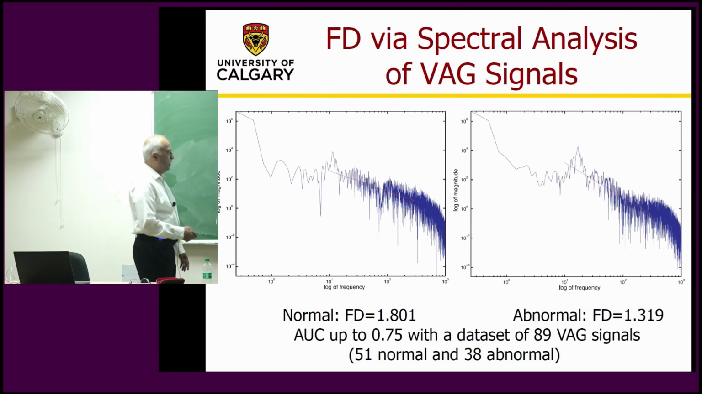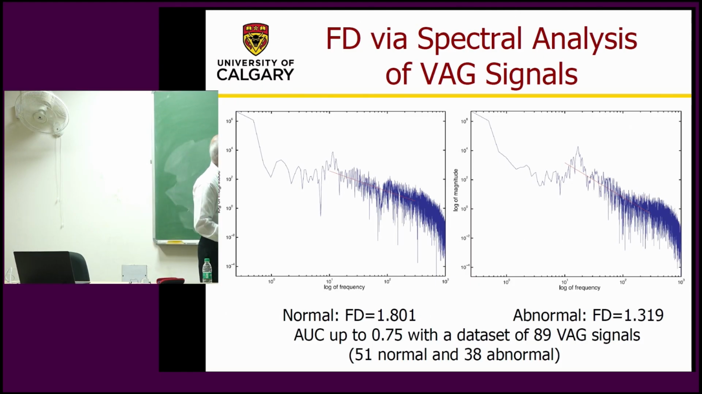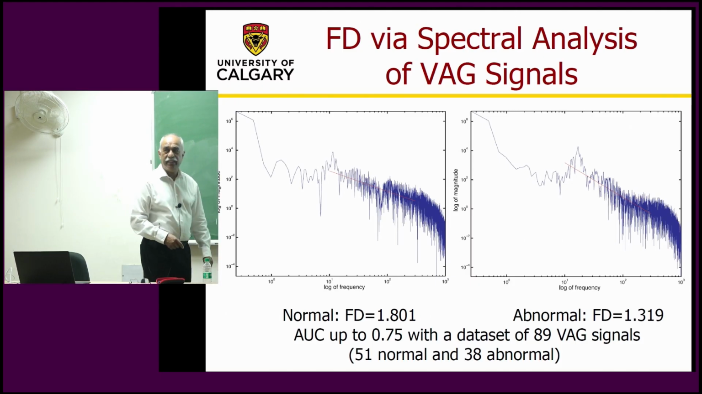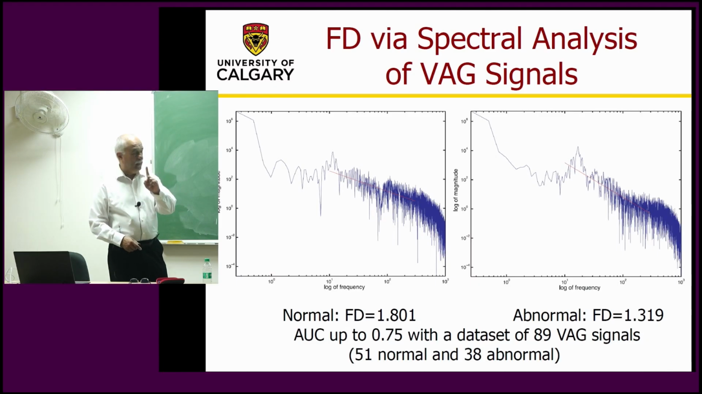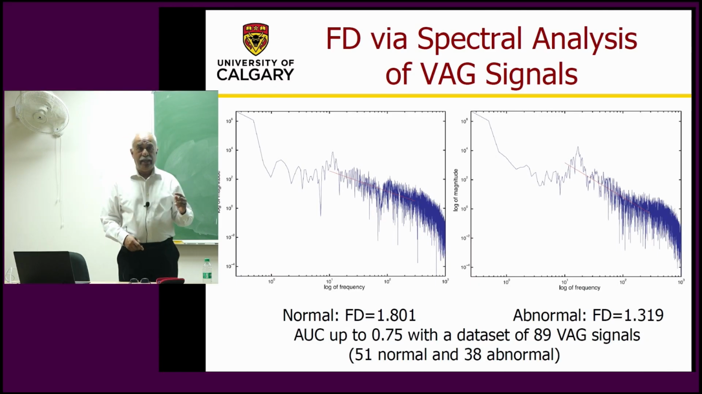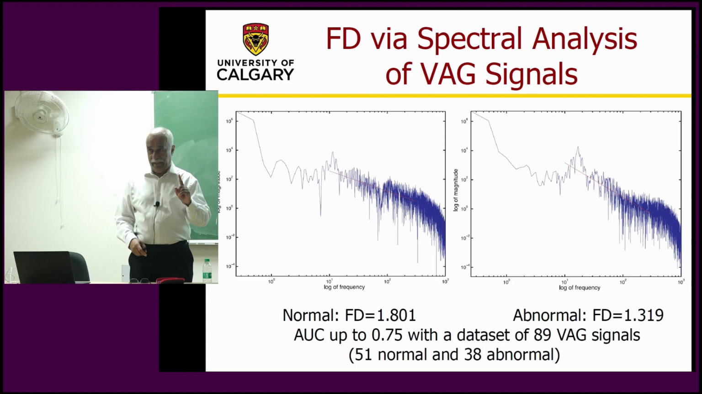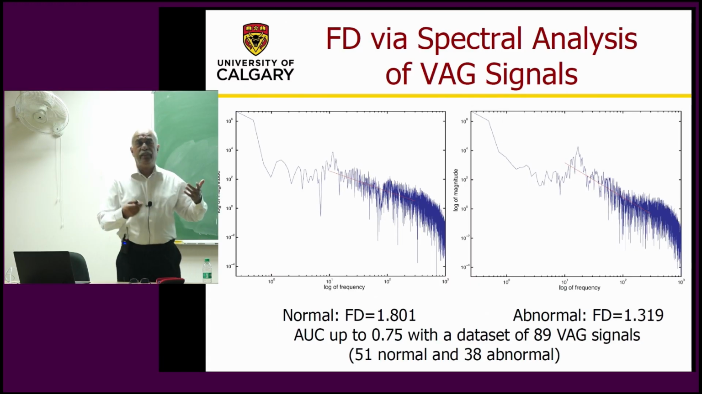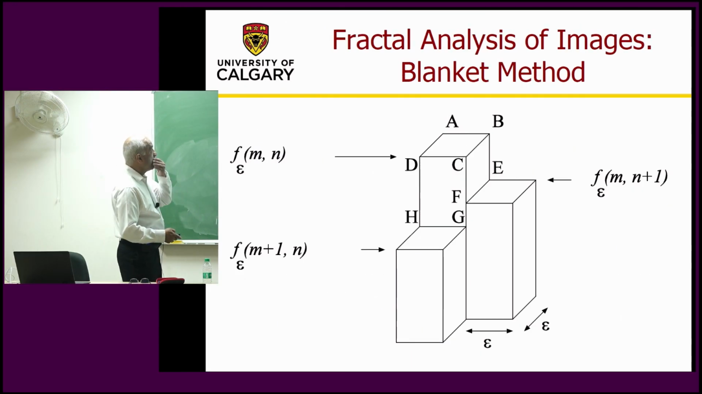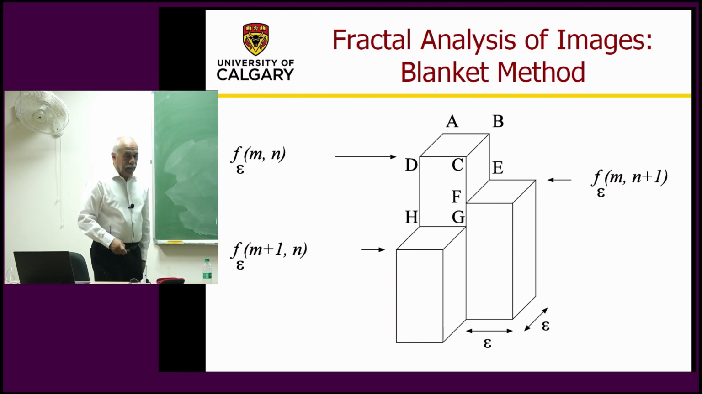We got area under the ROC curve up to 0.75 with a data set of 89 VAG signals. Just again, one feature. So 0.75 area under the ROC curve is good for one feature. You add more features, you can get better. I'll show the 2D application of that later on.